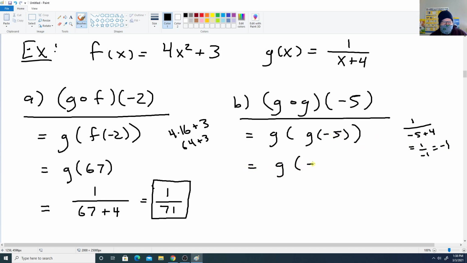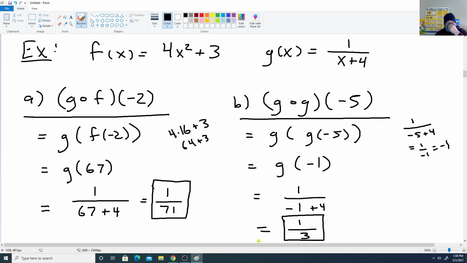So I have what's g of negative 1. Now I take negative 1 and I replace the x in the g function with that. So I get 1 over negative 1 plus 4. Negative 1 plus 4 is 3. So this is 1 over 3 for my answer there.